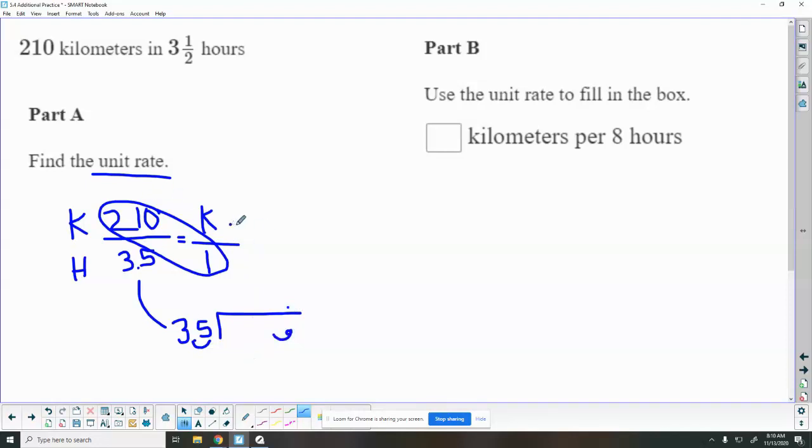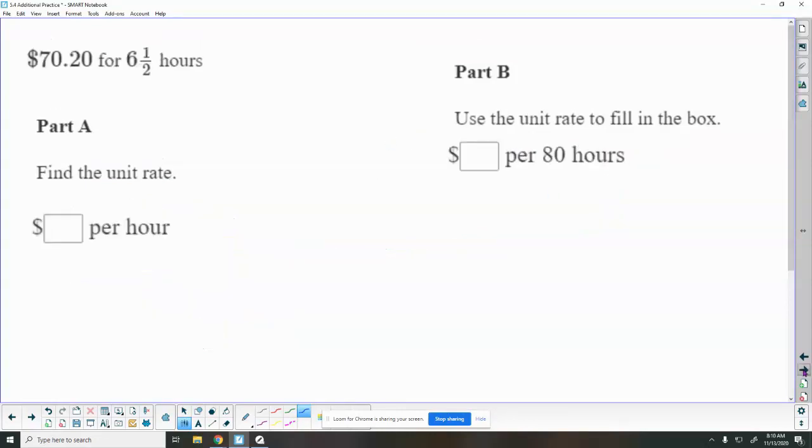So find the unit rate. So how many kilometers in 1 hour? And then we're going to take that number and multiply it by 8 to see 8 hours. So we know 1 hour times 8 will tell us how many kilometers in 8 hours.